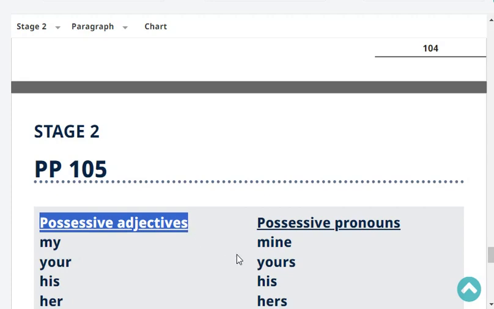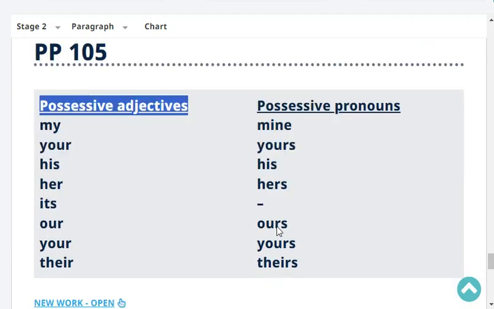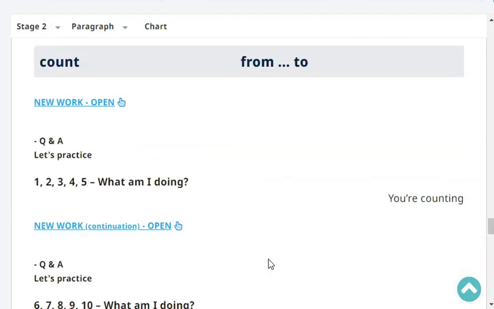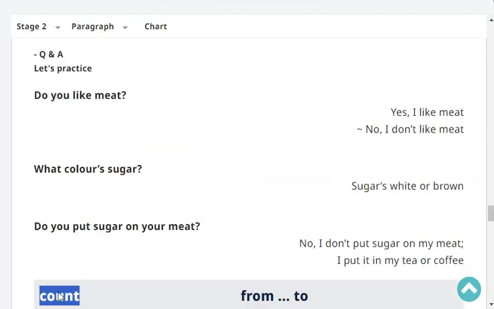Next, possessive adjectives, possessive pronouns. But we stop there for today. Very good.